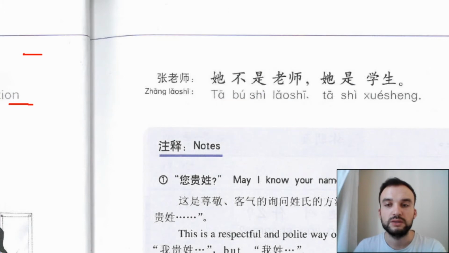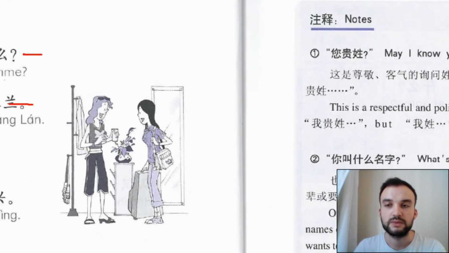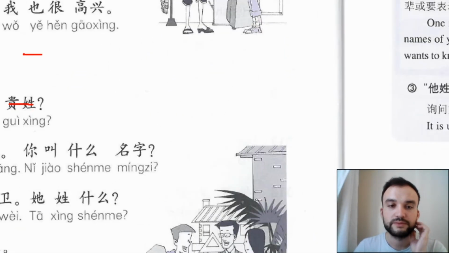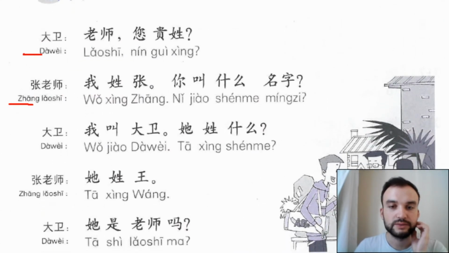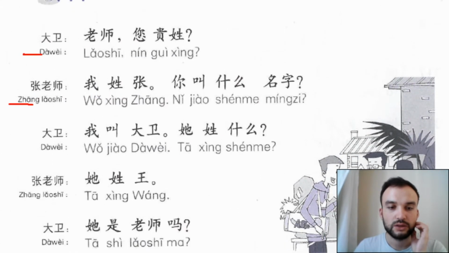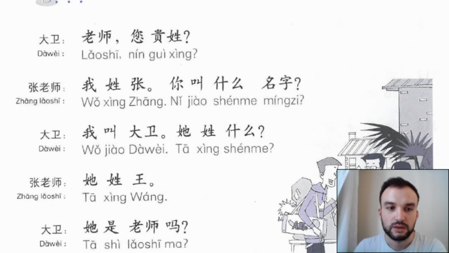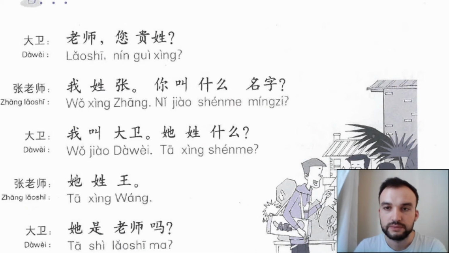Okay. The dialogue is like this. Now I will write the sentence. Okay, like this. First we have two names here. Da Wei.